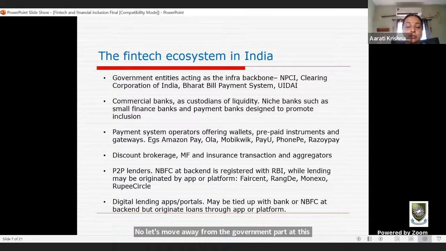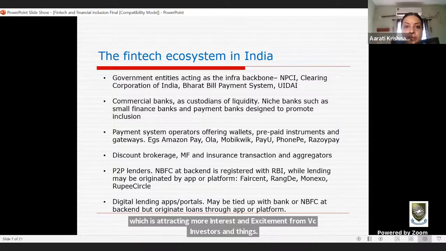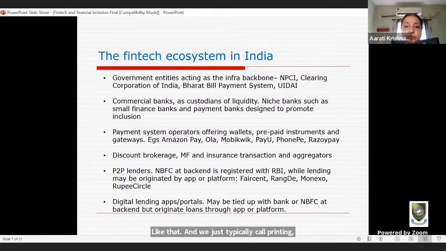Now, let us move away from the government part and this basic financial inclusion part to the area which is attracting more interest and excitement from VC investors and things like that, and which is typically called fintech, right? So what is the fintech ecosystem in India? Let us look at the various participants in it.